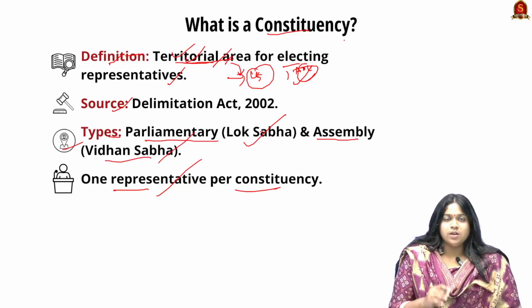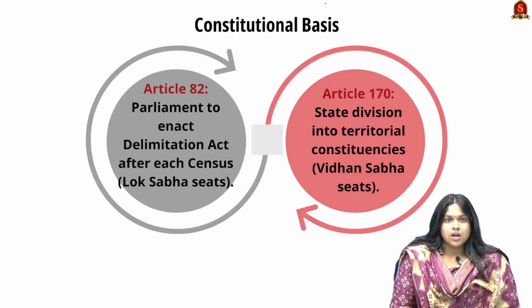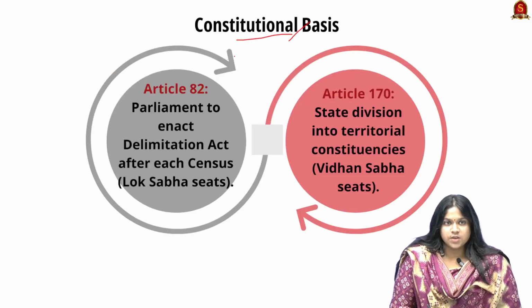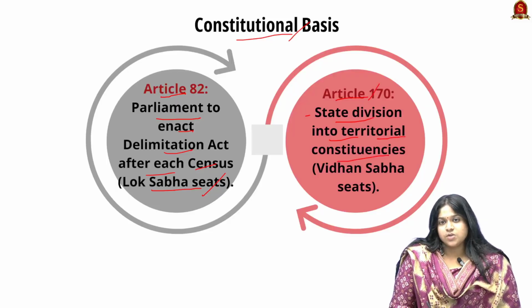So I hope that you can understand what is delimitation and what constituency means. Now let us look into the constitutional basis for this. According to Article 82, Parliament can enact the Delimitation Act after each census for the election of the Lok Sabha seats. And under Article 170, the state is divided into territorial constituencies known as Vidhan Sabha seats. So these are the constitutional provisions for the Delimitation Act.